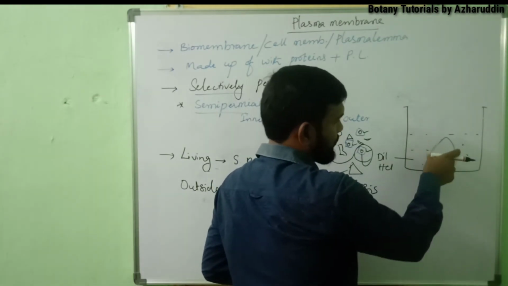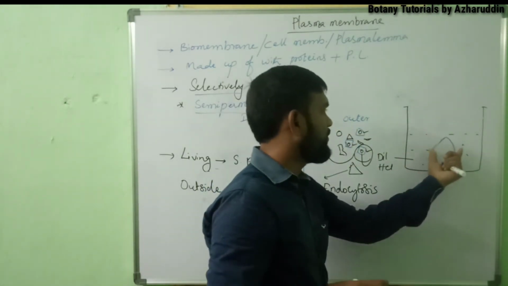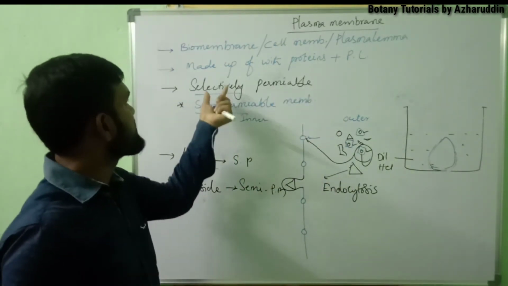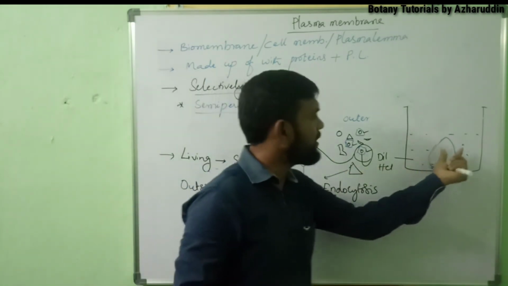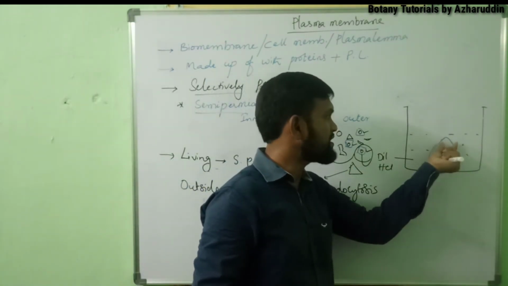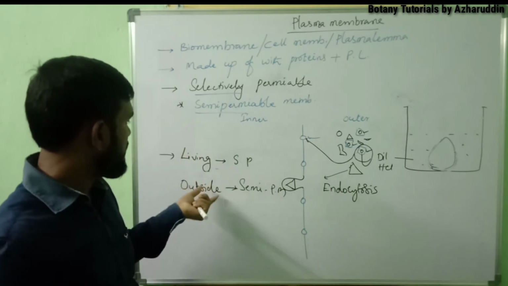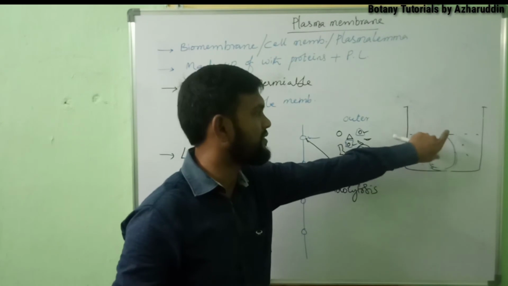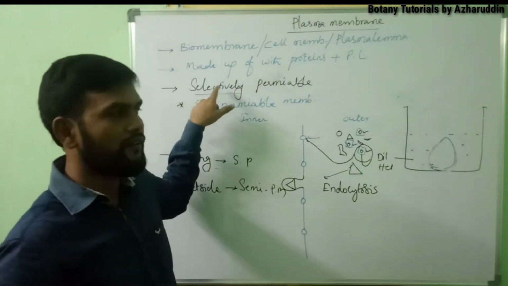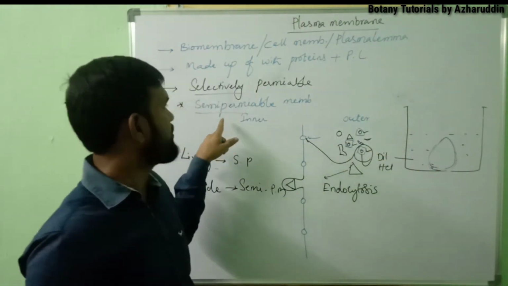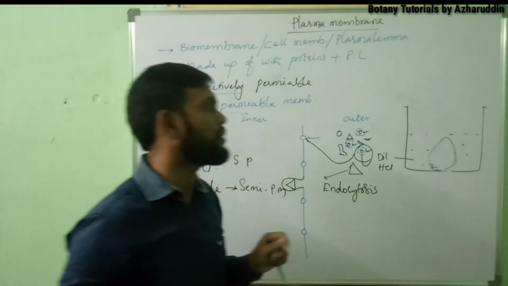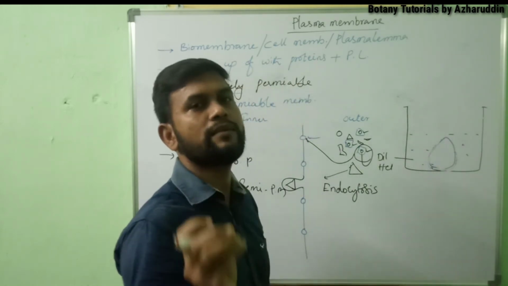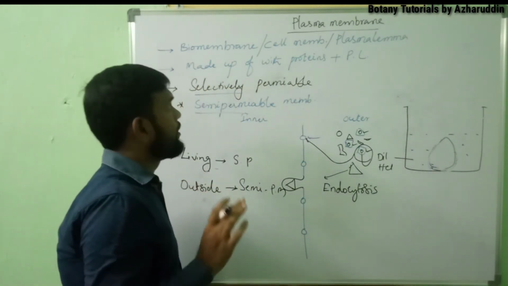The egg is a living system. When this plasma membrane is present inside the egg, it acts as selectively permeable. When it is removed from the egg, this plasma membrane acts as a semi-permeable membrane. This membrane can be used in different experiments as a semi-permeable membrane.